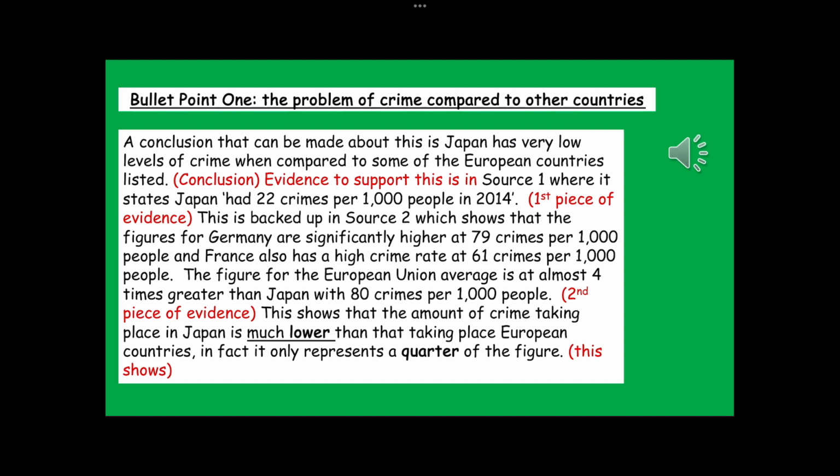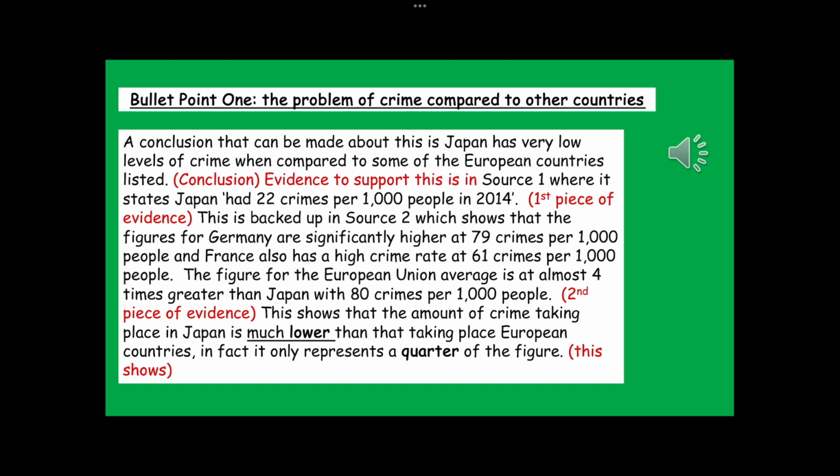Once you move on, you're going to say that this is backed up in source 2, which shows that the figures for Germany are significantly higher at 79 crimes per 1,000 people, and France also has a high crime rate at 61 crimes per 1,000 people. The figure for the European Union average is almost 4 times greater than Japan with 80 crimes per 1,000 people. So there you have a clear second piece of evidence that's clearly related to the first piece of evidence. You're doing exactly what the bullet points asked you to do there as well by bringing in other countries, so you're comparing Japan's crime rates.